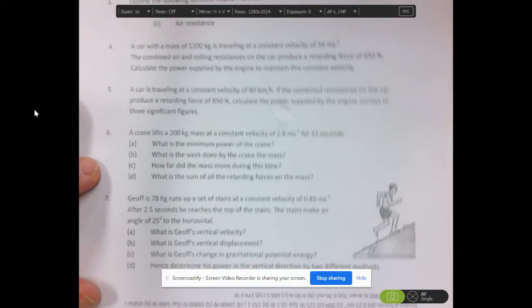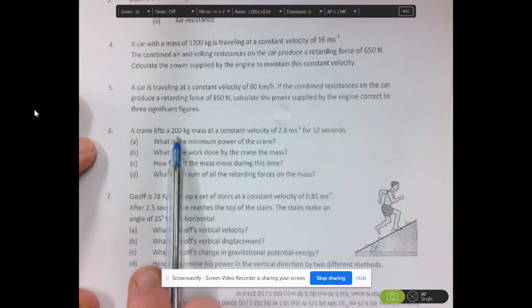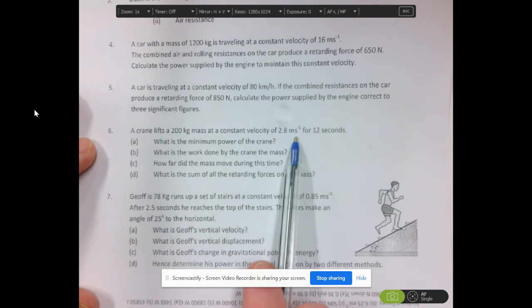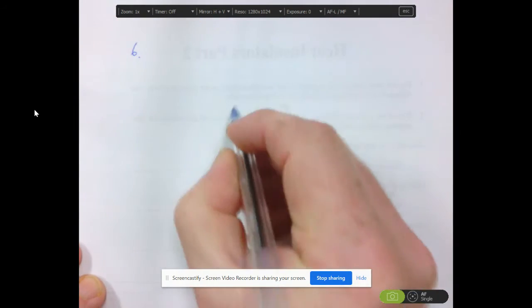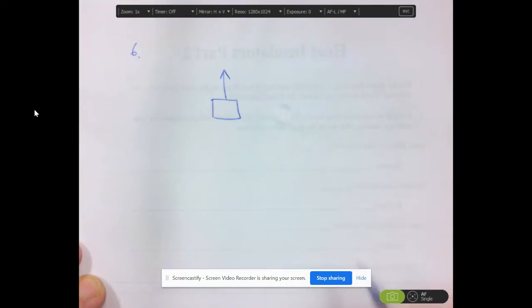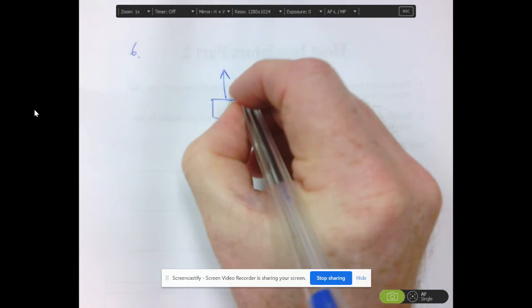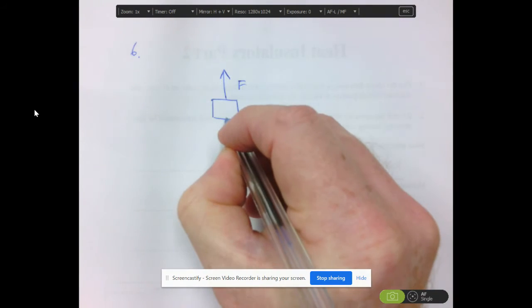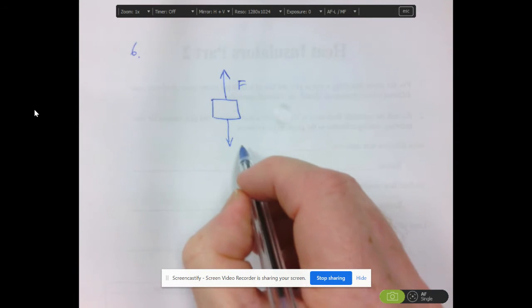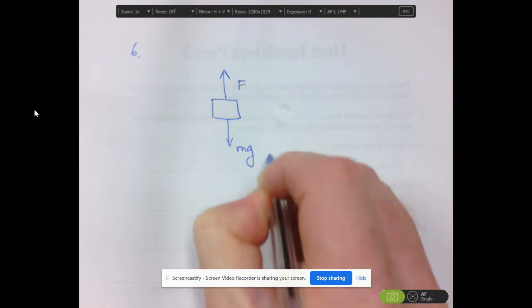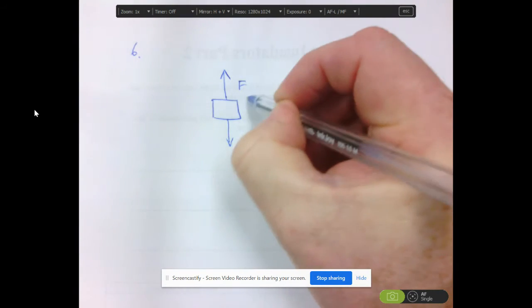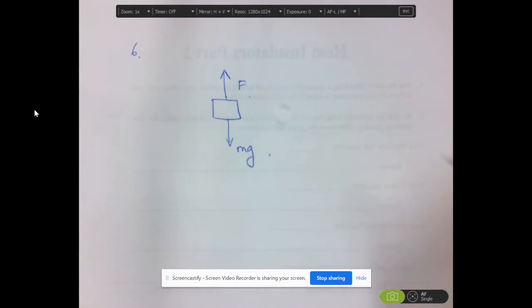Moving on to question 6. A crane is lifting a 200 kilogram mass at a constant velocity for 12 seconds. Now this time the actual motion, in question 6, the crane is lifting it in that direction at a constant velocity. So there is a lifting force there. This means we haven't got friction this time, but what would be the force that is pulling it down and making it equal? That would be the weight force. So this is the crane's lifting force, and this would be the weight force. So going back to the question one more time.